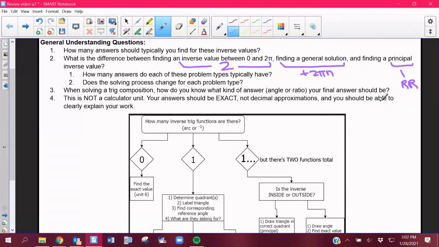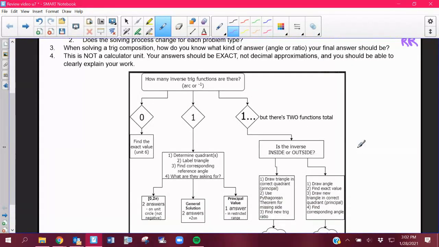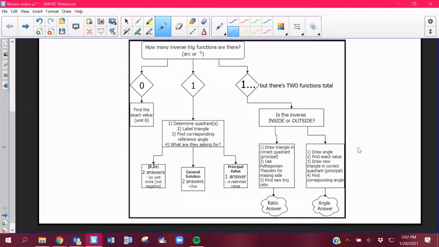You should be able to clearly explain your work. If you're someone who uses the unit circle to find these values, great. How did you find that particular value? Tell me your steps. If you're someone who draws triangles, great. Draw me your triangles. Show me how you did it. Half of your calculus test next year will have no calculator on it, and I promise a lot of it will be the evaluating stuff.